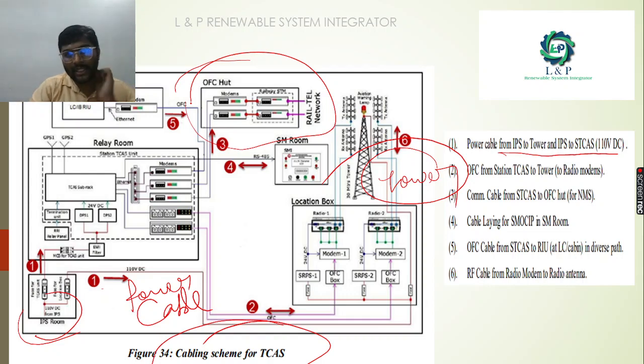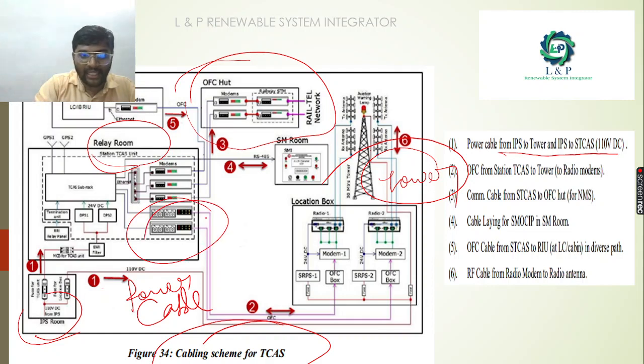From the OFC station, most importantly from the station train collision avoidance unit to the tower, we have a cable. This is going to be the cable for the radio modem.